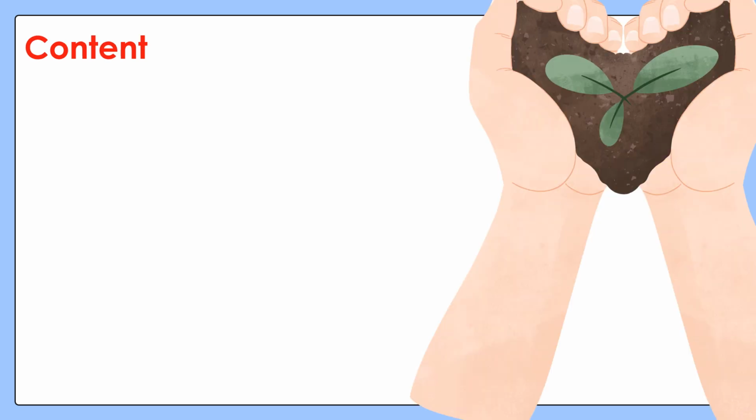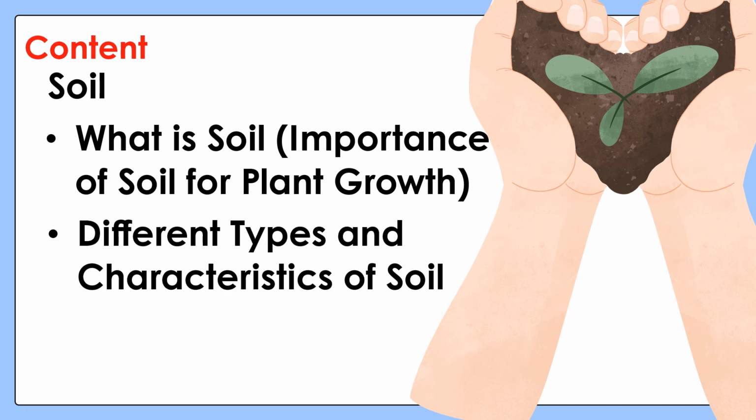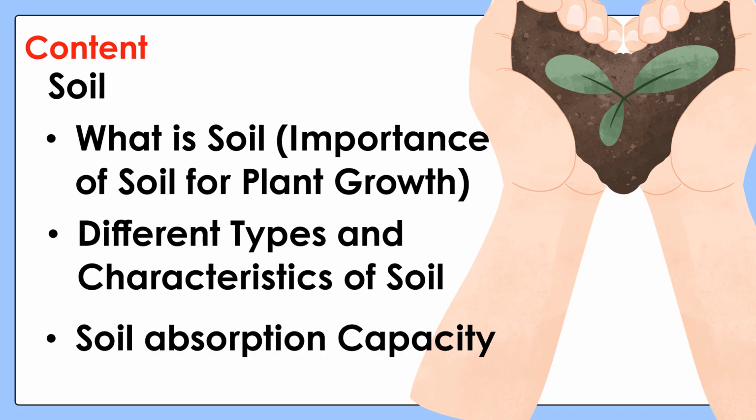For our content, of course, we have the soil. What is soil? Importance of soil for plant growth. Different types and characteristics of soil. And soil absorption capacity.